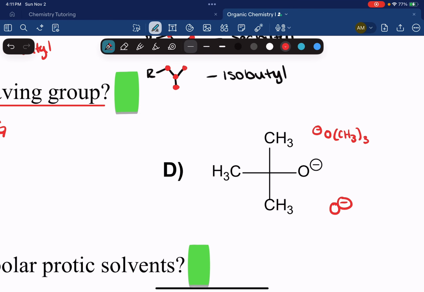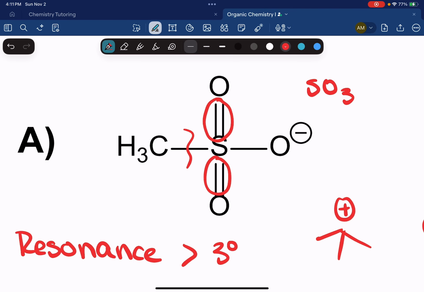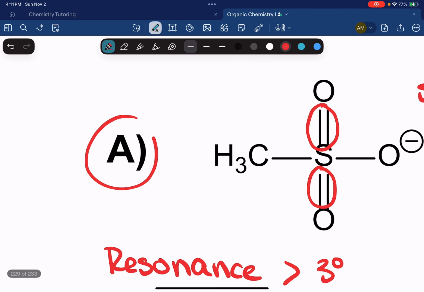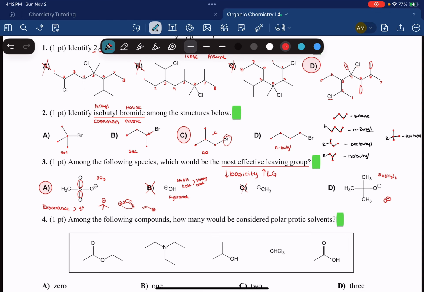So this would essentially be a good leaving group because it's leaving behind a tertiary carbocation, which is pretty stable. But this one has resonance. These double bonds can move all over. So it's got resonance, which is going to make it the most stable. Hopefully on your homework he doesn't give you something that hard. But that would be the most effective leaving group. Okay, good. I know what I'm talking about. Answer's A. Resonance beats tertiary in stability.